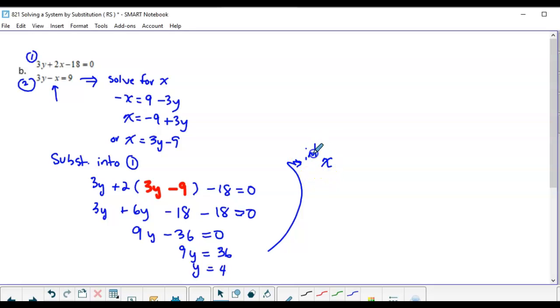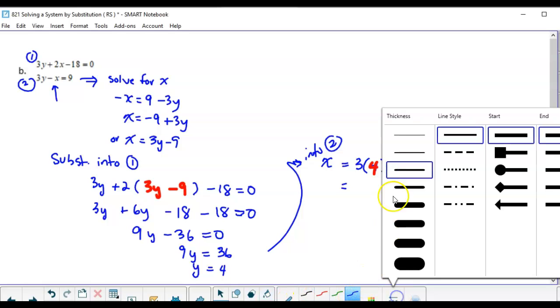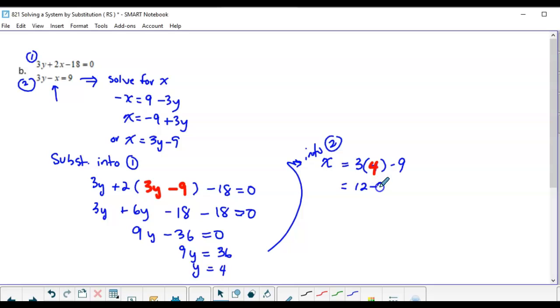into equation 2. You can use the rearranged version. Now saying that, if you rearranged incorrectly, then you're sort of compounding your error. Okay, so that's going to be 12 minus 9 is 3. Okay, so you can summarize, as I said, x equals 3, y equals 4, or you can show it as an ordered pair. And that's your set of solutions. Okay.